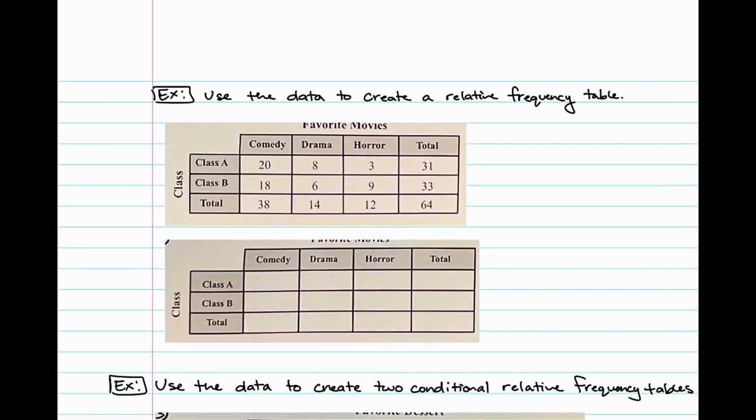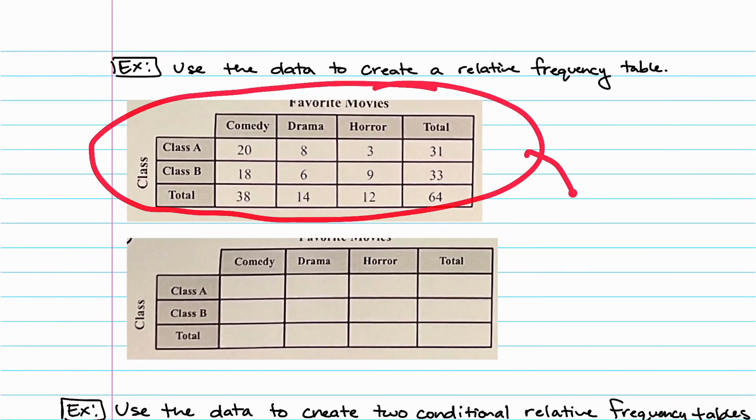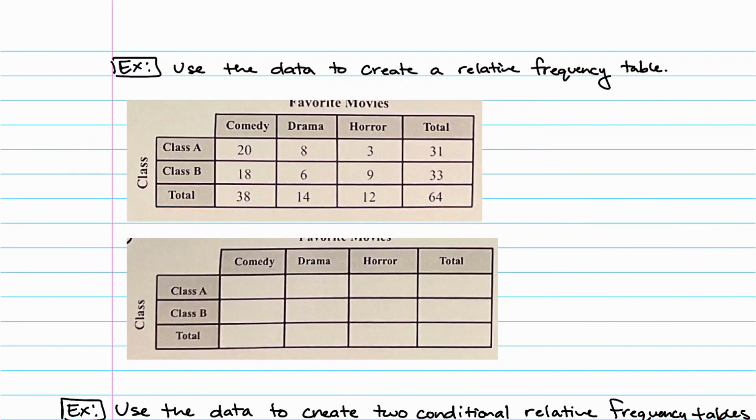So let's take a look here. It says use the data to create a relative frequency table. They already gave me the frequency table. I want to make it into a relative frequency table. A relative frequency table is going to be based off percentages of your total. Now, if they give you a total, then we're going to be using the total. So what do I mean by that?